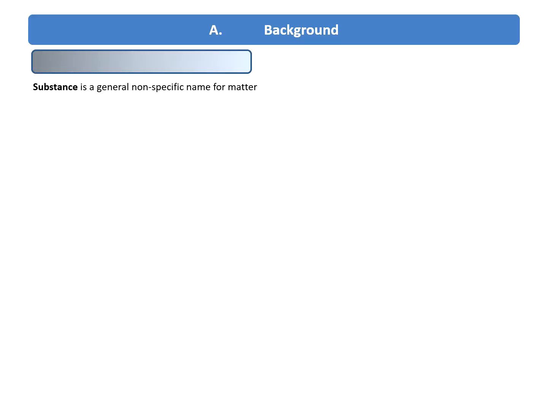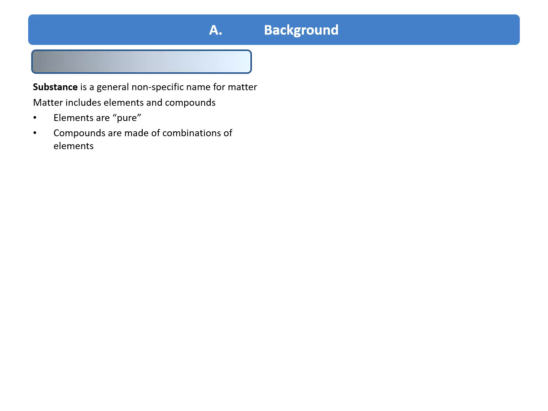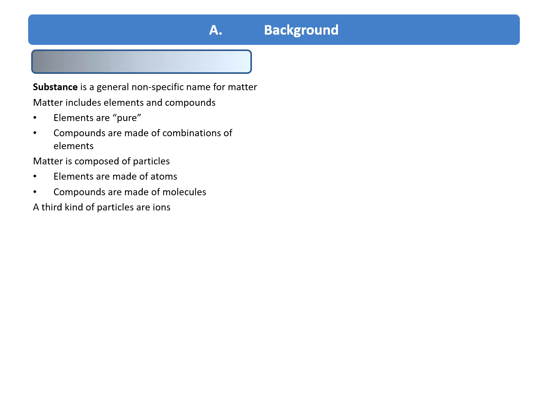A little background first. Substance is a general, non-specific name for matter. Matter includes elements and compounds. Elements are pure forms of matter. Compounds are made of combinations of different elements. Matter is composed of particles. Elements are made of atoms. Compounds are made of molecules.